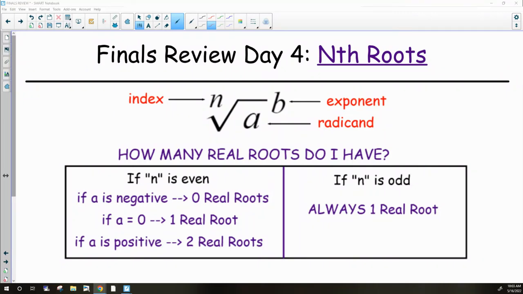All right, here we go. So we are starting our fourth day of review. This is our third topic. This far we've done factoring, the X method and grouping. We've done multiplication and division. And this is our third topic, which is nth roots.